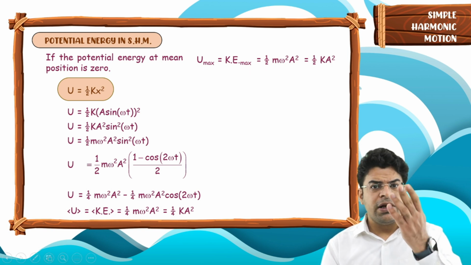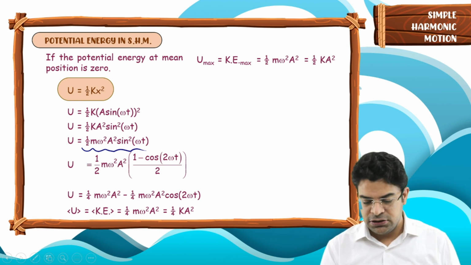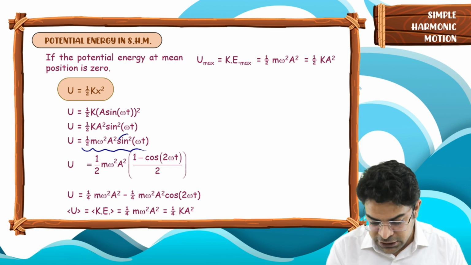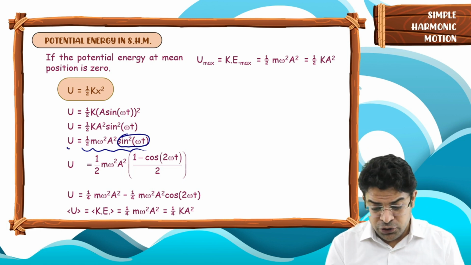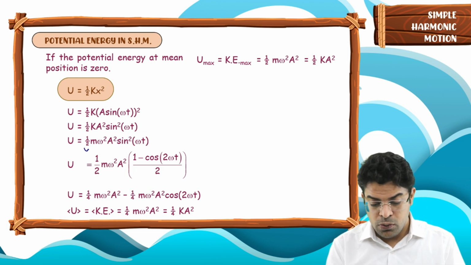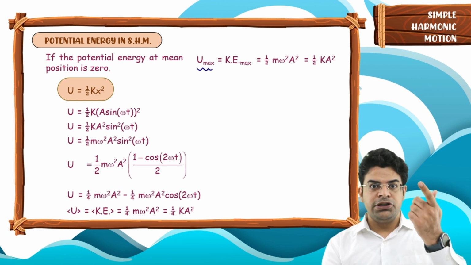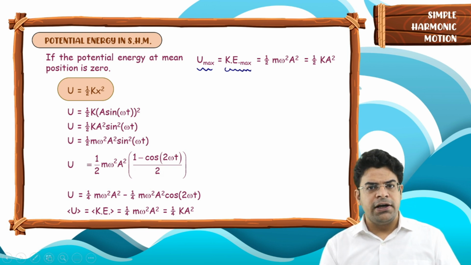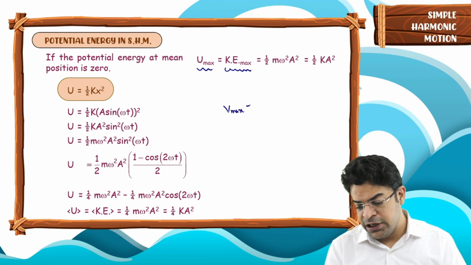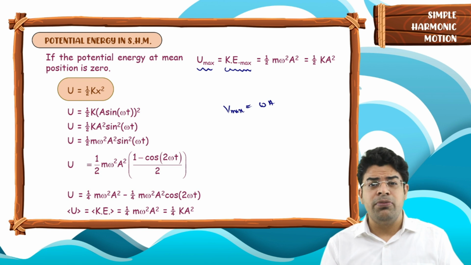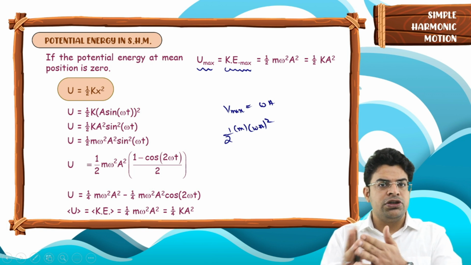So how do you know? Just look here. If somebody asks you what is the maximum possible potential energy, you will say the maximum possible value of this quantity sine square omega t is 1. So when sine square omega t becomes 1, the potential energy will be maximum, equal to 1 by 2 m omega square a square. So the maximum possible value of potential energy is the same as the maximum possible value of kinetic energy, and we have marked what the maximum possible kinetic energy is. We already know the maximum possible speed is omega a. If the maximum possible speed is omega a, the maximum possible kinetic energy has to be half m omega a whole square, so half m omega square a square.